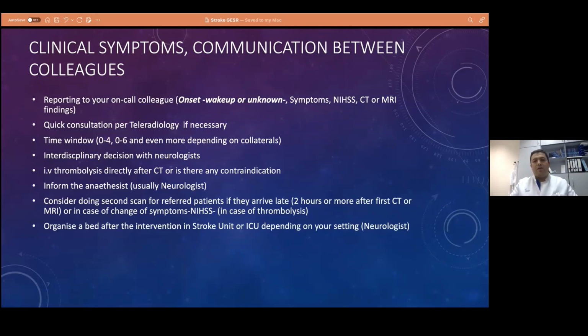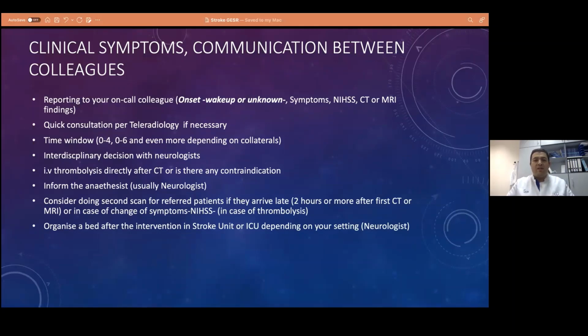If you're the one in the hospital and you're the resident, you're gonna tell your colleague at home or on call about the onset, when it did begin, if you know it, or if it's a wake-up or unknown, what exactly the symptoms are, what NIHSS score the patient has, and of course tell him about the CT and MRI findings. It's always good to know how it looks before going directly to the intervention, so you have to see the CT yourself before doing the intervention.